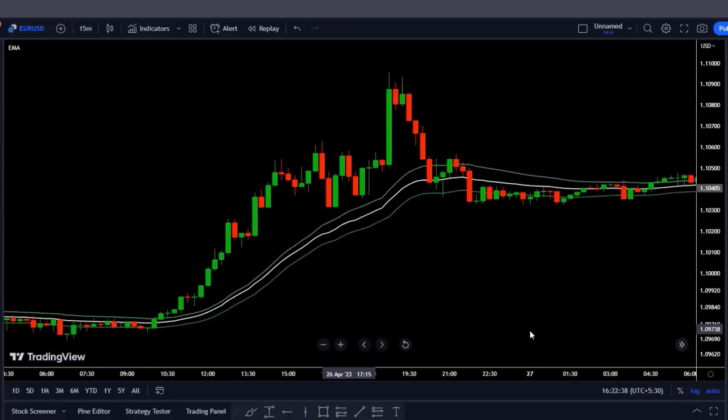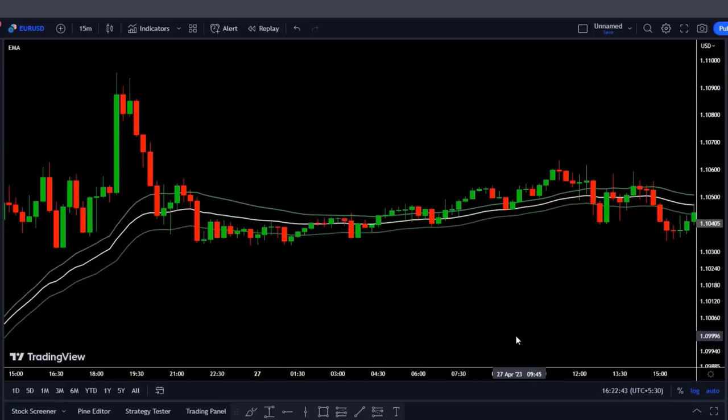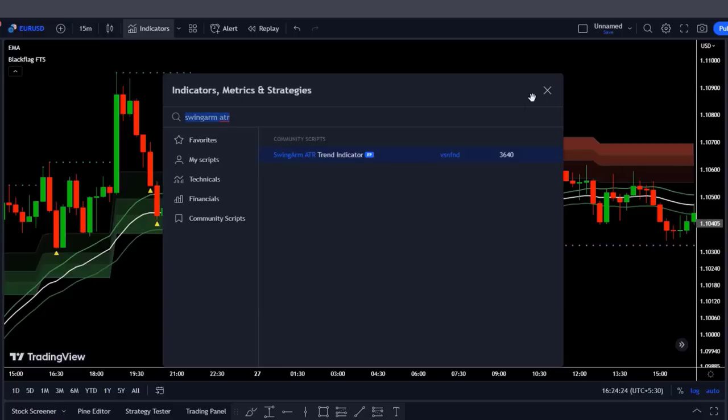Okay, now let me teach you how to filter fake signals. We need to add another indicator to our chart. On top of the page, click on the indicators option and open the tab. On the search bar type Swingarm ATR. Now this is how the indicator looks, and it contains some signal and zone lines.